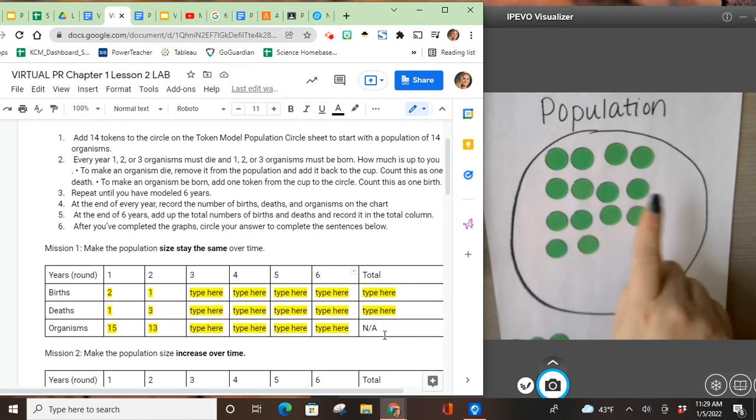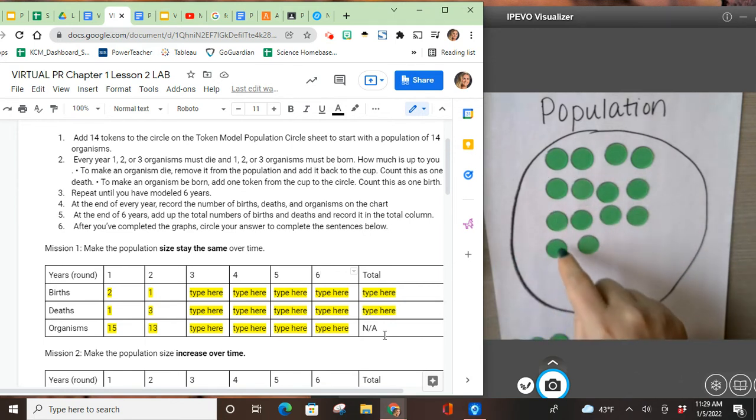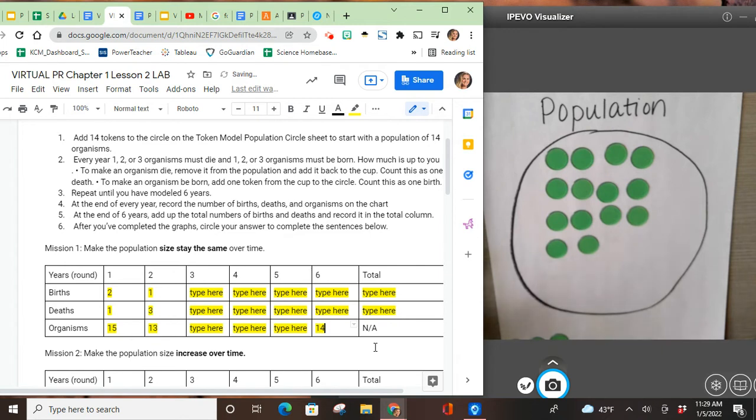Okay, we are left with a total of 4, 8, 12, 13, 14 meerkats. So on your graph, you're going to type in 14. Now let's think of, over the 6 years, how many total births did we have? So I want you to count across this row here. How many total births did you have? Then how many total deaths? Count across this row here. Type your final answer there.